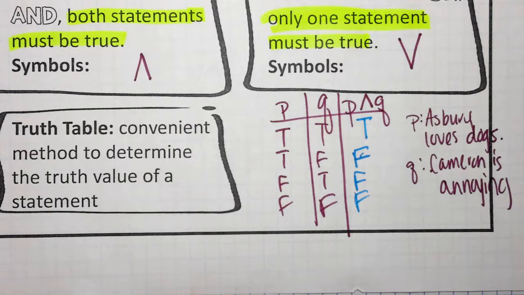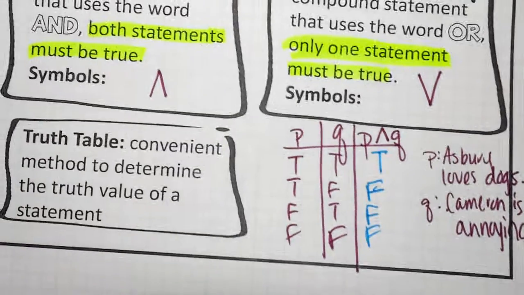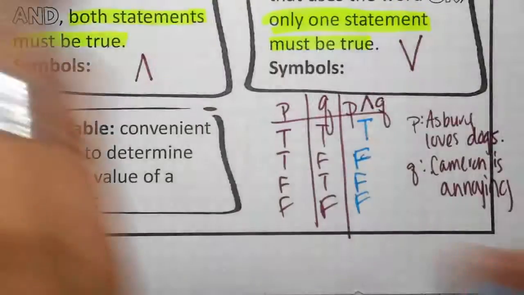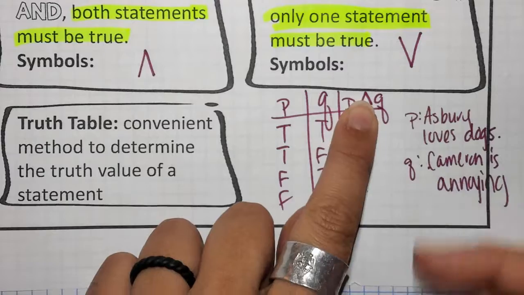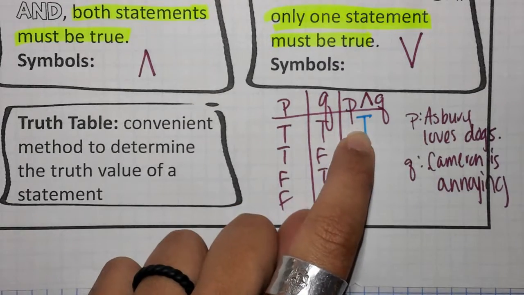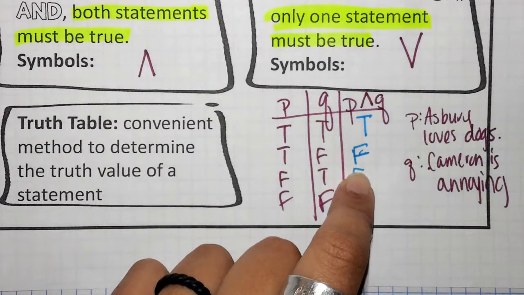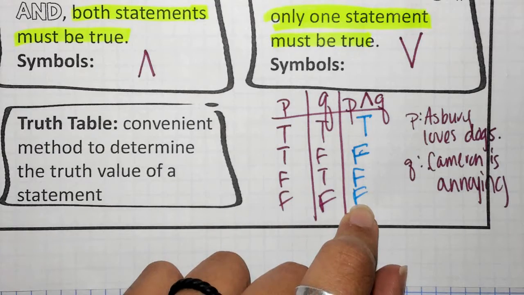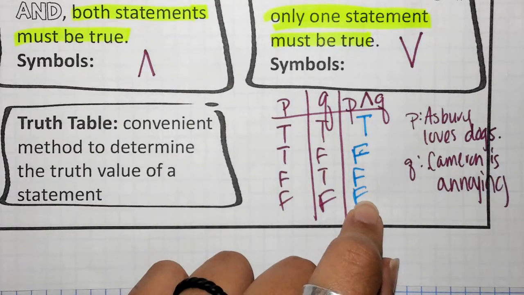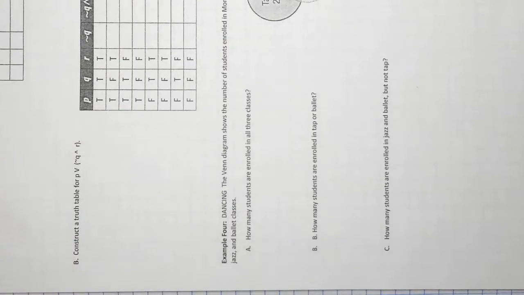Does anybody else have any questions? If I had a disjunction, if it was or, would this be true? Would this be true? Would this be false? This would be false. Alright, turn over to 11B.